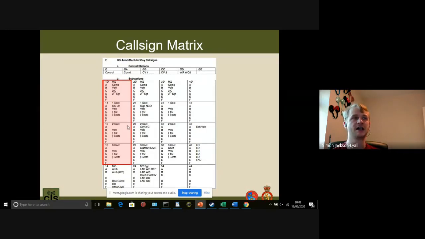If we then go down, we can see the 3 sections. There's 3 sections in a platoon, and we can see that they're split up here. So 2 section is going to start with 1-2. Their call sign is going to start with 1-2. And then within 2 section, there are obviously multiple things. There's a vehicle. So the 1 platoon, 2 section vehicle's call sign is going to be 1-2 Bravo.